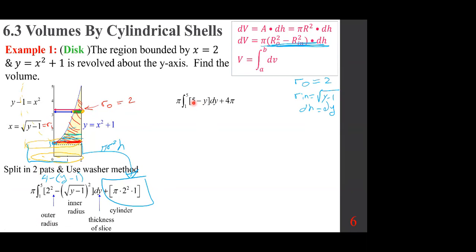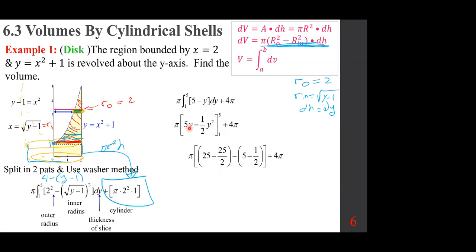Now, this one is 5y, this one is minus 1/2 y squared from 1 to 5, and don't forget the pi in front of it. And it's 4 pi because pi times 2 squared times 1 is 4 pi. You finish the job by plugging in 5 and 1. I'm assuming everybody can do that.